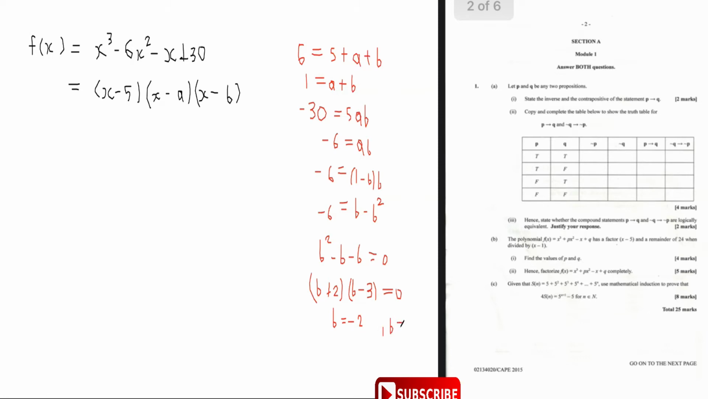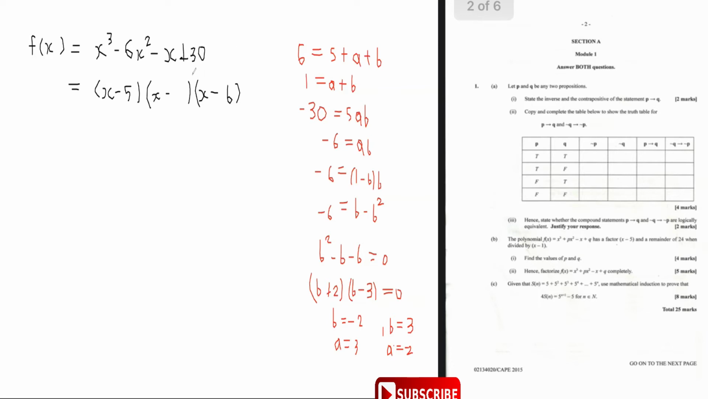So if b is -2, then I automatically get what a is. If you bring over -2, you get a is 3. And if b is 3, then a is -2. Nice and easy. So now we can just replace it right here, and so a is 3.